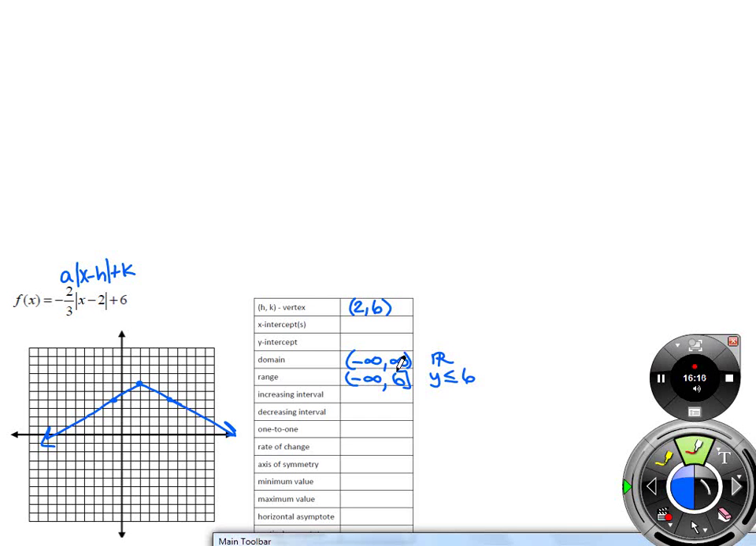Increasing interval. Any ideas? Mia? Good. From negative infinity until 2. Okay? Because as I move from left to right, I am increasing from forever to the left until I get to this point, which is at an x value of 2. Okay? What is my decreasing interval? Megan? 2 to infinity. Good. 2 to infinity.